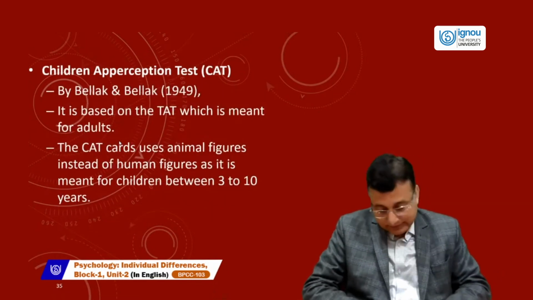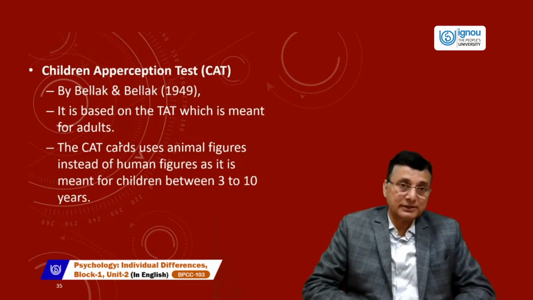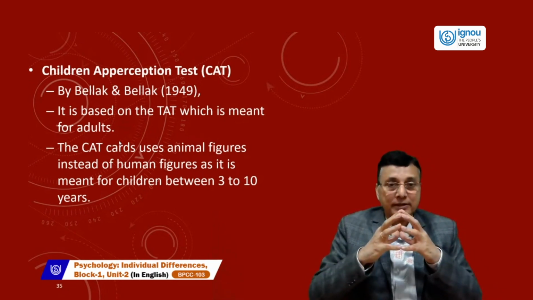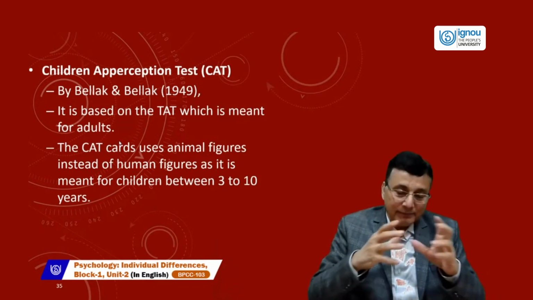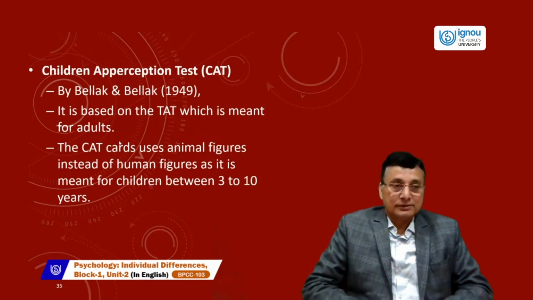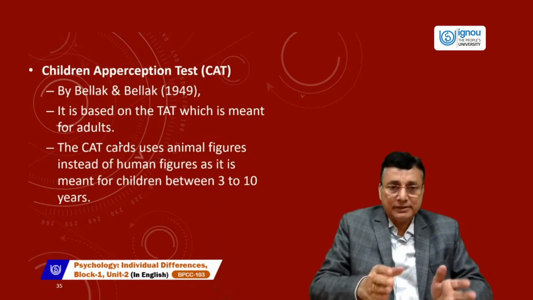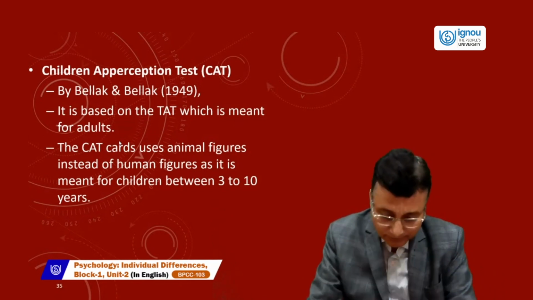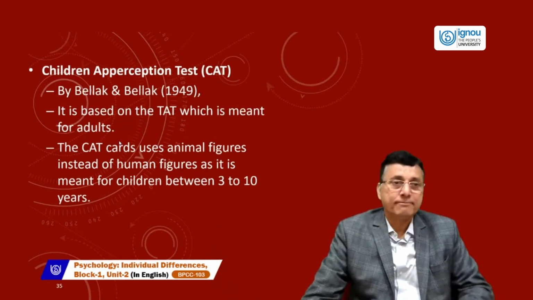There is a test for children also, called the Children's Apperception Test. There are two types of these tests. In one type, there are animal pictures, and in the other type, there are human pictures. The animal picture is very popular among children and adolescents. So the CAT uses animal figures instead of human figures as it is meant for children between 3 and 10. If they are more than 10 years old, you can use the human figure version of CAT.